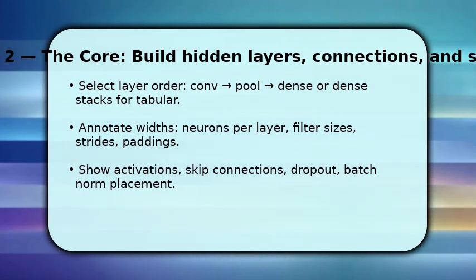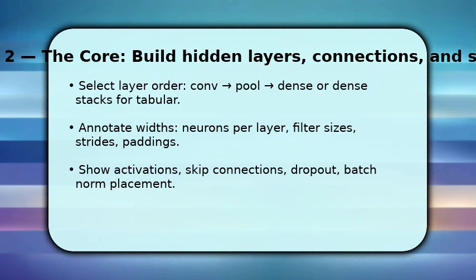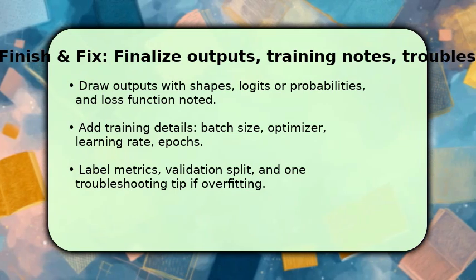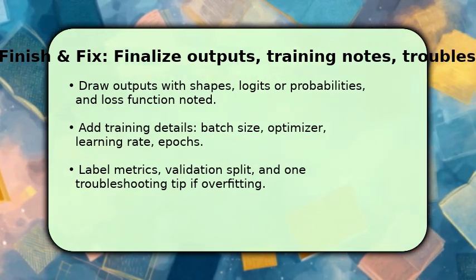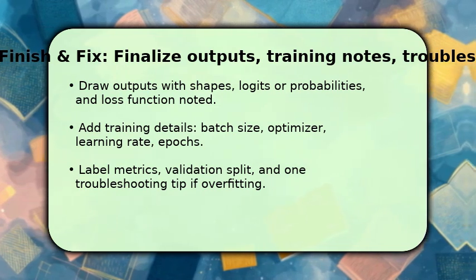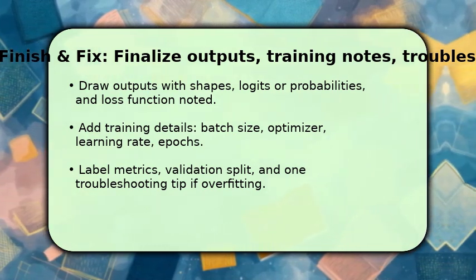Make sure to indicate regularization like dropout or batch norm and any skip connections. These visual cues complete the diagram by clearly showing the output layer, its shape, and loss choice so training aligns with goals. Then add training metadata: optimizer, learning rate, batch size, epochs, and mark where you'll measure validation metrics.